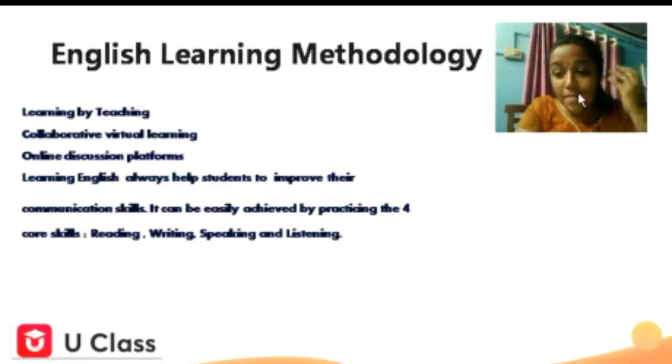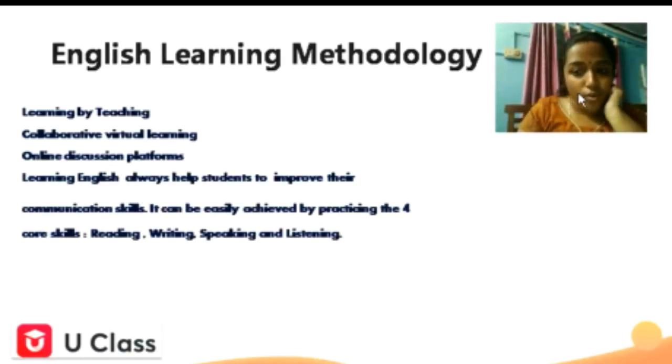Able to hear me properly. Okay, so let us now discuss the four skills that you have to master in our English learning methodology. You have to master the four skills. These four skills are reading, writing, speaking and listening. Only with these four skills will you be able to learn English.